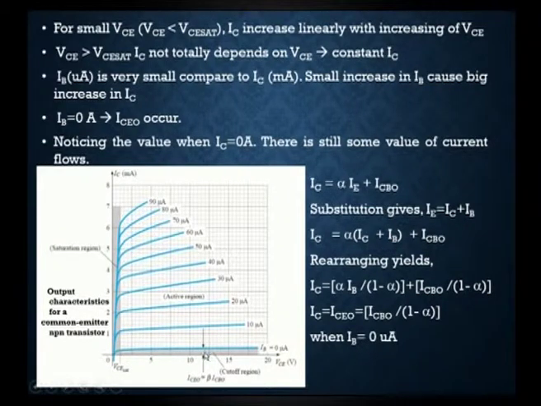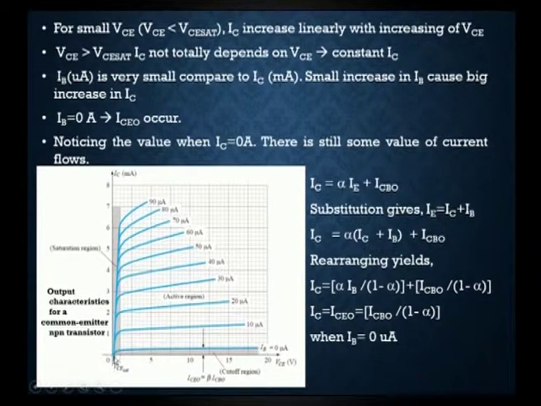We can observe here that when IB is equal to 0, a small amount of current flows, that is called ICEO, the collector to emitter current when the base is open, and this region is called the cutoff region. And also noticing the value when IC is equal to 0, there is still some value of current flow.